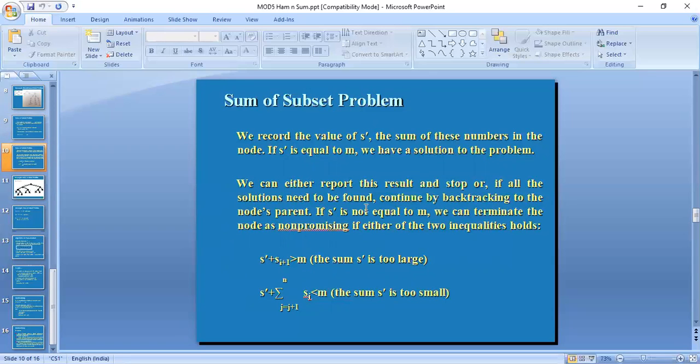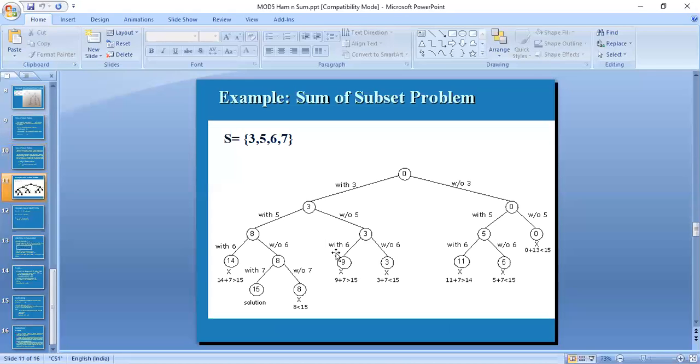When you find that it is a non-promising node, you backtrack. A node is non-promising if the sum S dash is too large or too small, meaning the inequalities are not satisfied. Once you encounter a non-promising node, we backtrack to its parent node and go for the next choice. This is how we solve the sum of subset problem.